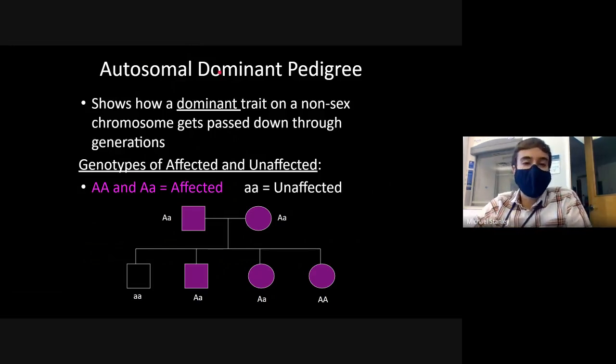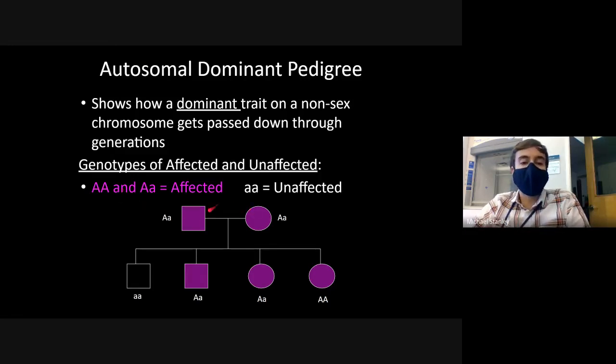So an autosomal dominant pedigree just means that we're showing how a dominant trait, like freckles or brown hair from the other day, both of those were dominant traits. And so this pedigree shows us how that dominant trait on a non-sex chromosome, an autosome, gets passed down through the generations. So remember, if it's a dominant trait, then that means that anybody that gets one of those dominant genes, one of those dominant alleles, is going to have the trait.